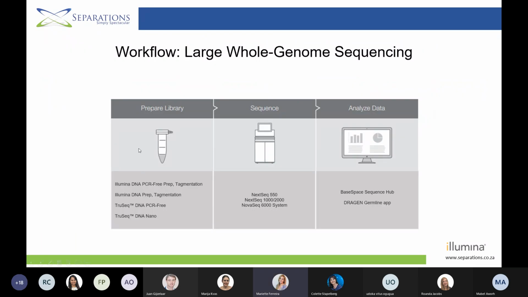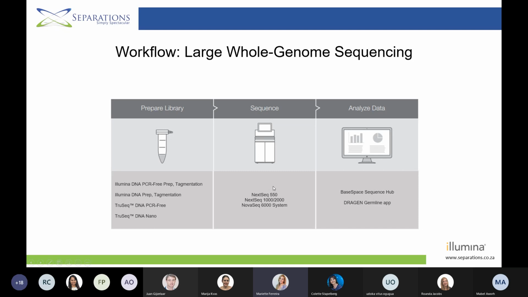So with the workflow for large whole genome sequencing, we obviously have to do a library prep first, then we sequence, and then we analyze the data. So for the library preparation, we've got four different library preparation kits. So we've got the Illumina DNA PCR-free prep fragmentation kit. So this is one of the newest kits that's been released. And then we've got the Illumina DNA prep fragmentation. So this is with PCR. And then our older legacy kits were called TruSeq DNA PCR-free and TruSeq Nano.